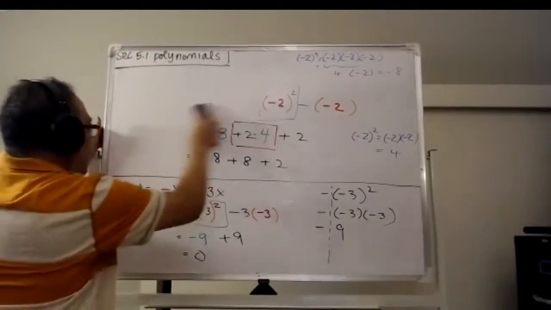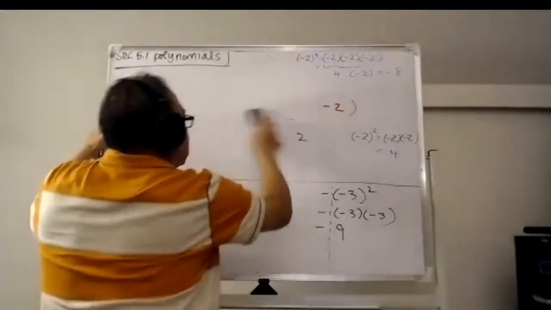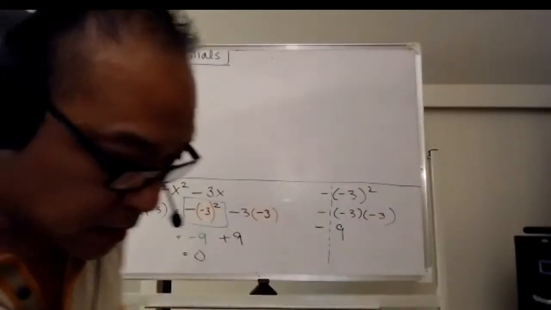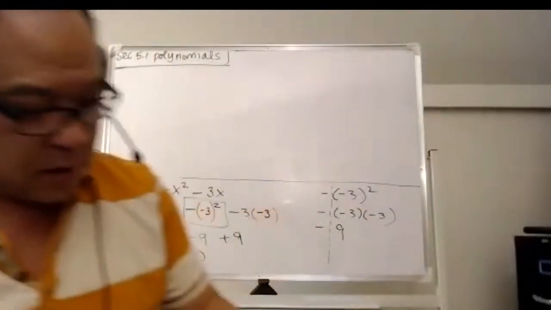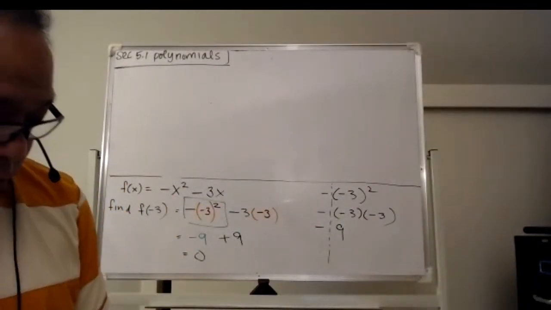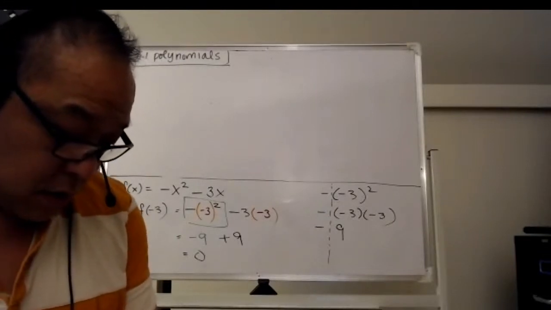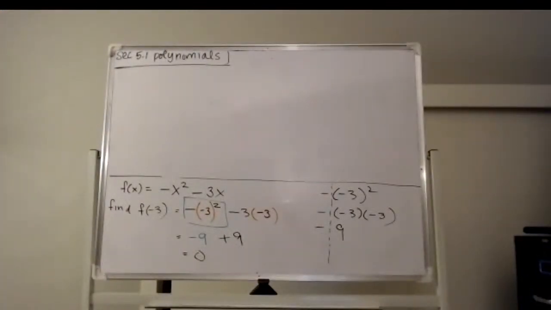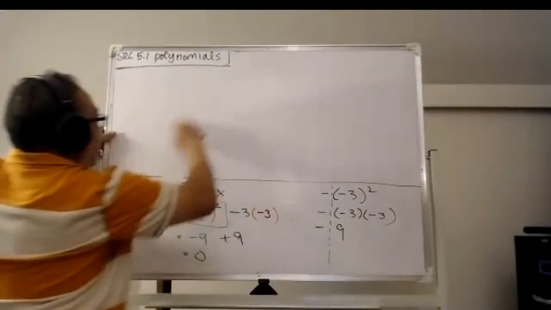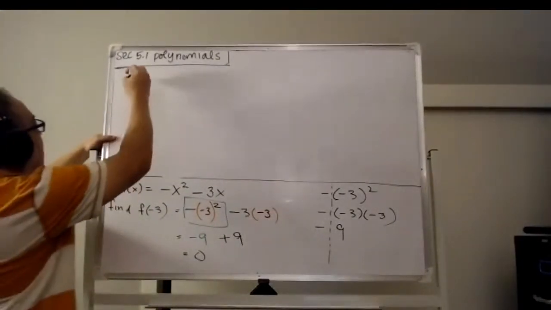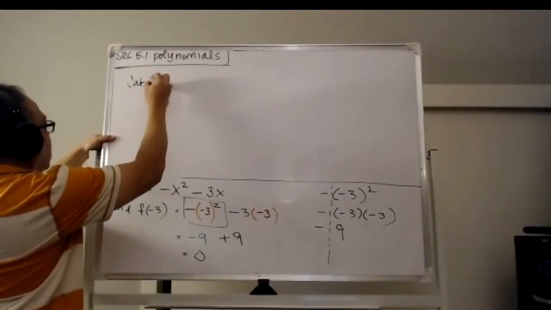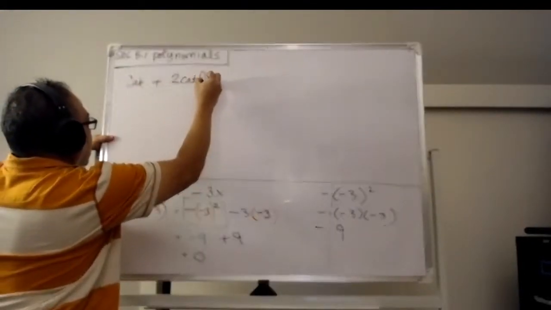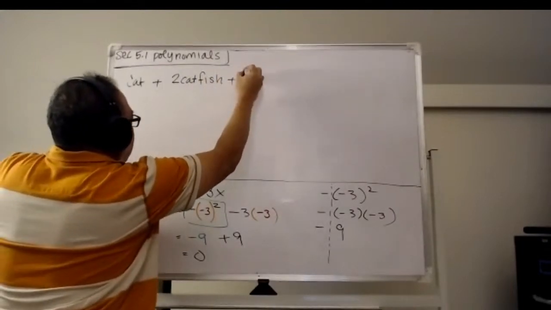So let's go to something a little more intuitive. Okay, this is 5.1, right? All right, now, let's just use our intuition. If I have a cat plus two catfish plus 5 cats.